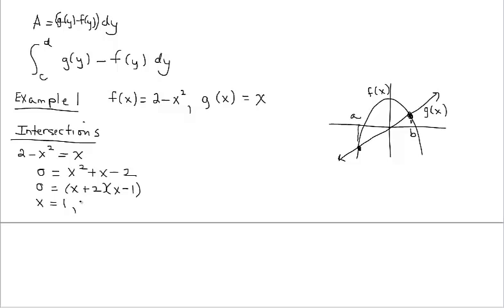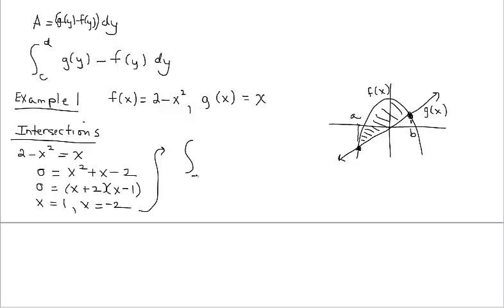Okay, so either x is 1 or x is negative 2. So what this tells us is that here x is negative 2 and here x is 1. So those are our limits, the x coordinates of our limits. So let me come up here. What's the integral that would represent the area in this region?